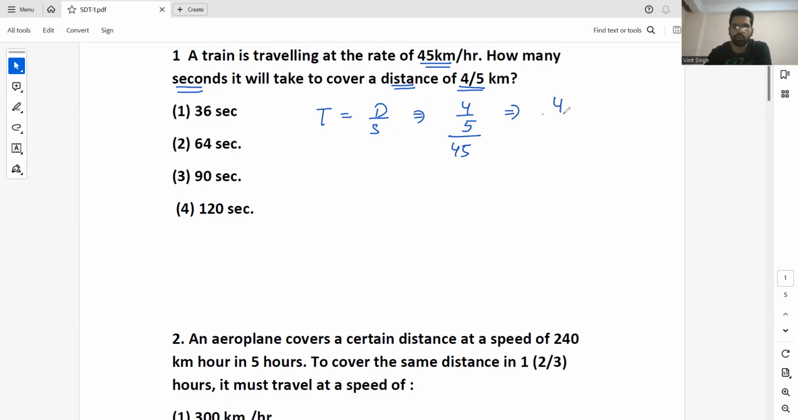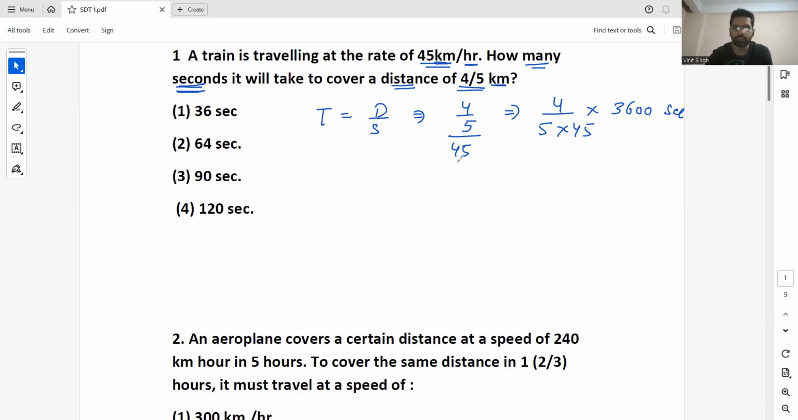So here we will get 4 upon 5 into 45. Now they are asking the time in seconds, but here we will get the time in hours, because distance is given in kilometers and time is given in hours. Here also distance is in kilometers and time is in hours. After that we will get the time in hours. By multiplying by 3600, we will get the time in seconds.